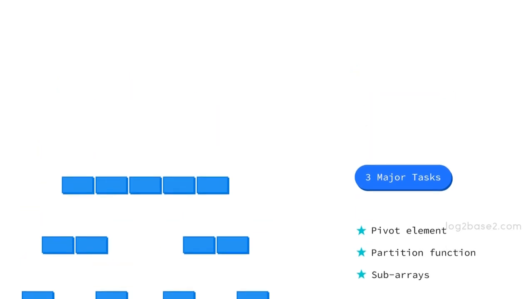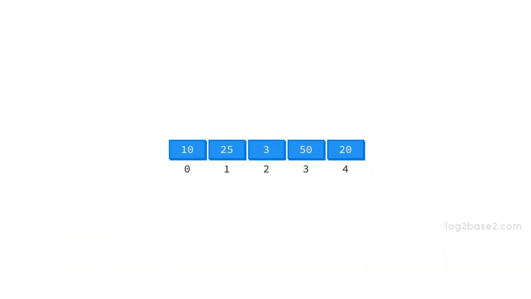Let us understand it using this example. Let us take an array of 5 elements 10, 25, 3, 50 and 20. We need to sort this array using the quicksort algorithm.